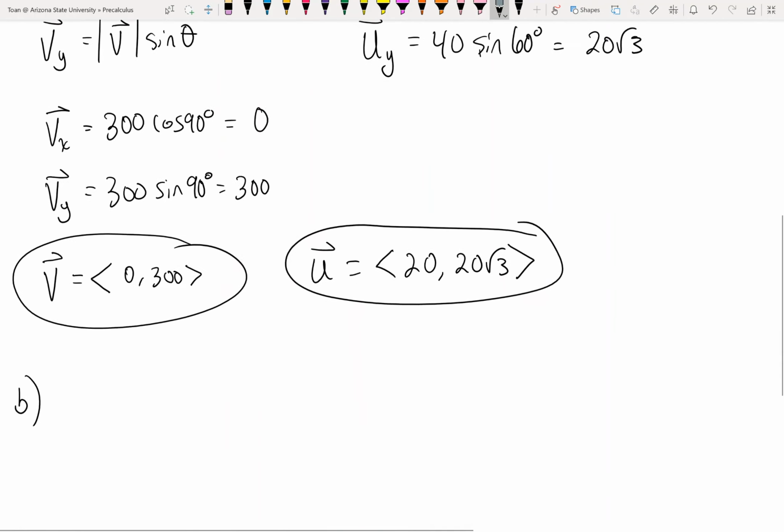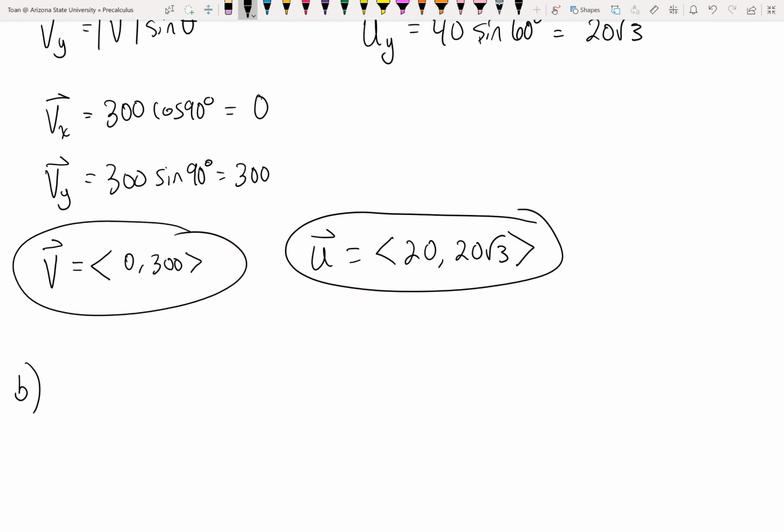Well, in part A, we found the vectors in component form. This was the whole concept of yesterday. Adding velocities or adding vectors in component form is really easy. You just add the components. So the true velocity is simply v plus u. That's it. That's all you've got to do.